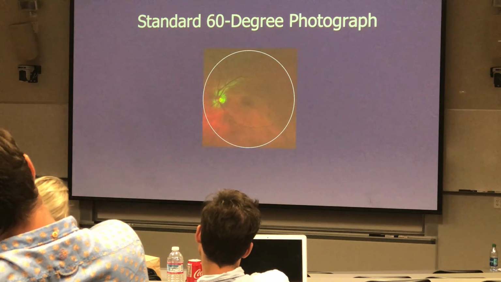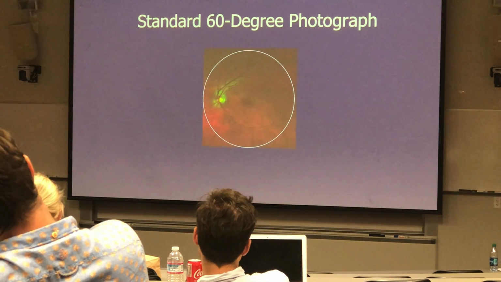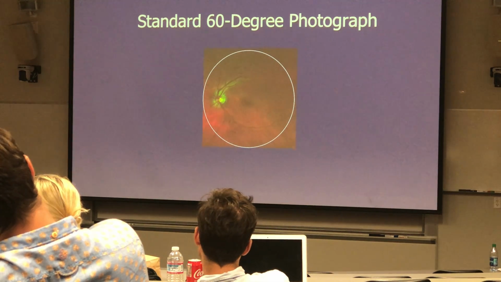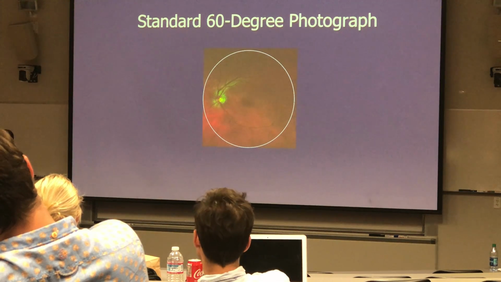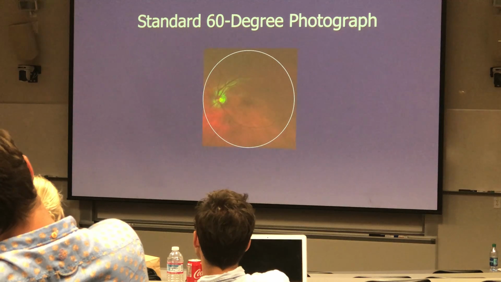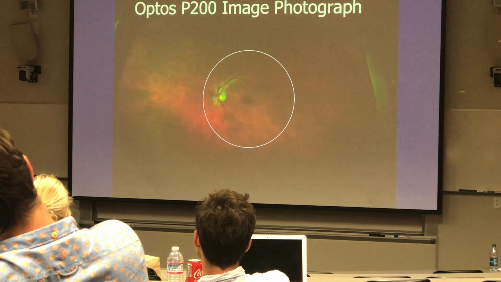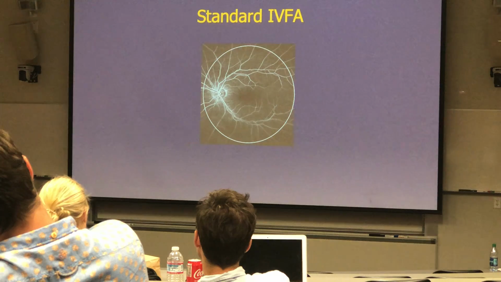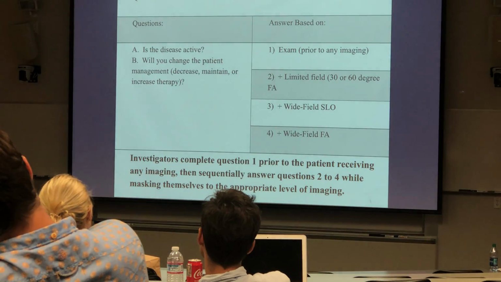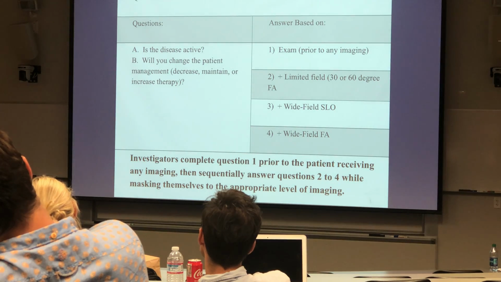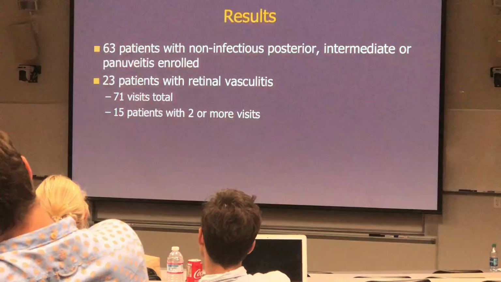Once they filled out the questionnaire, and there were 4 simple questions, about the status of the disease, whether they thought that the patient had progressed or improved, and whether they wanted to change therapy for that patient. And once they had answered that, at examination, we showed them the first image, 60 degree, and then we showed them the larger, and at each step we made them fill out the questionnaire. This is the questionnaire about the disease activity and the status of the patient.